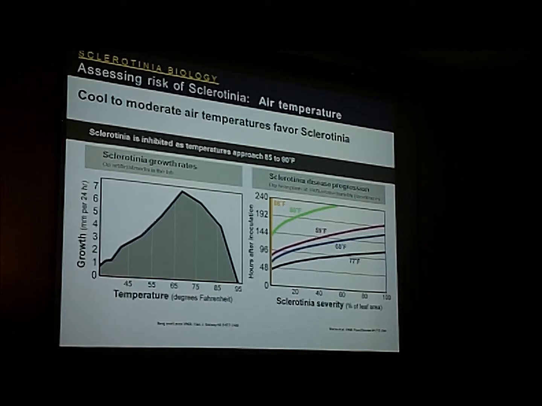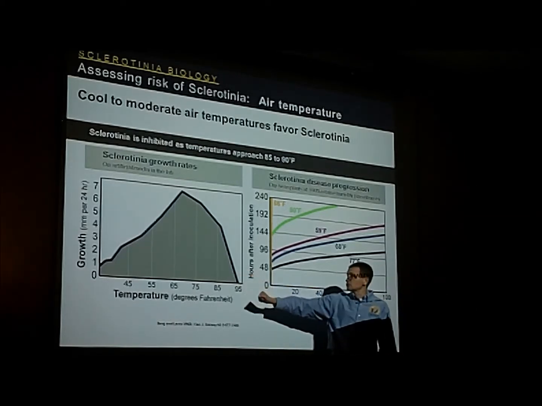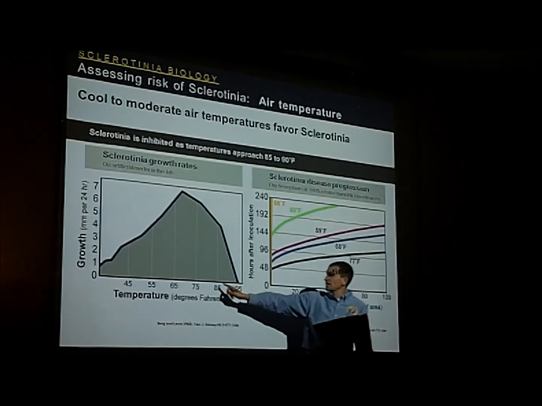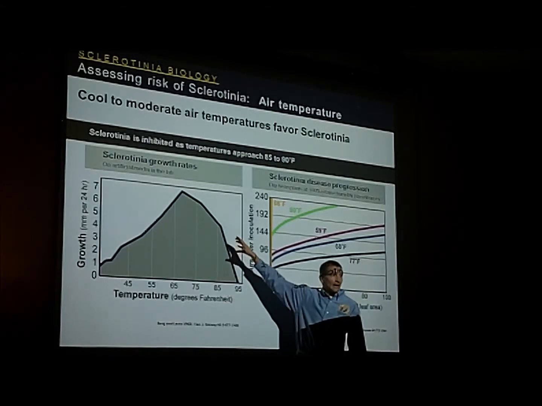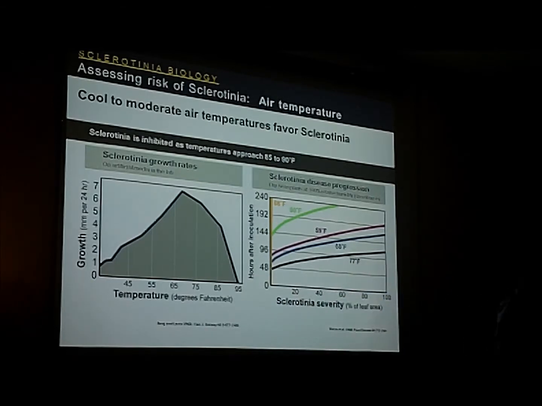Now, the next thing is cool and moderate air temperatures. This is no surprise. Here's a laboratory study just showing the growth of the fungus on petri dishes at different temperatures. And what you can see is that the ability to grow drops off precipitously around 85 to 95 degrees Fahrenheit. Okay, and a parallel study here done in the greenhouse, inoculating dry beans in this case, we don't have soybean data for this, shows the rate.